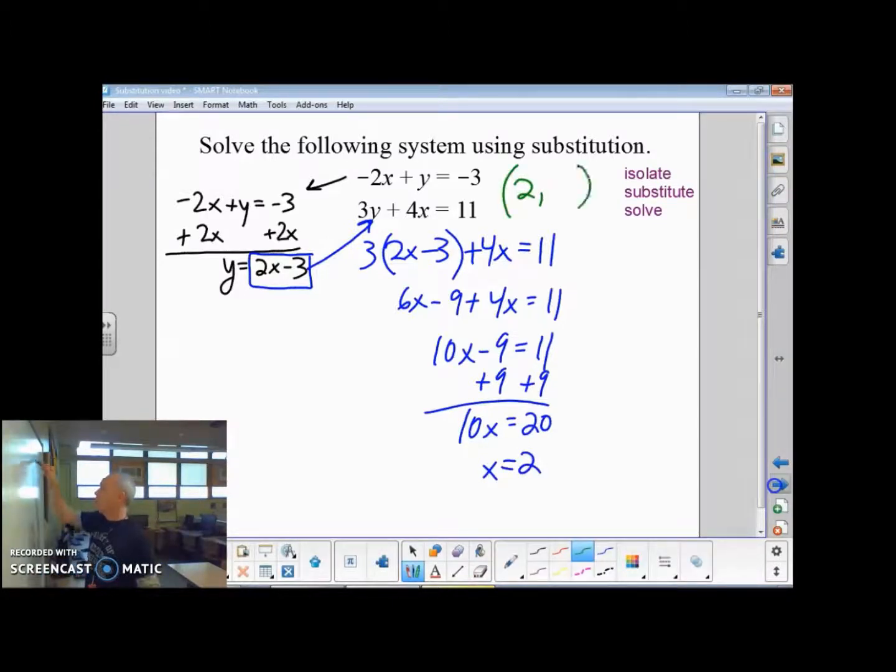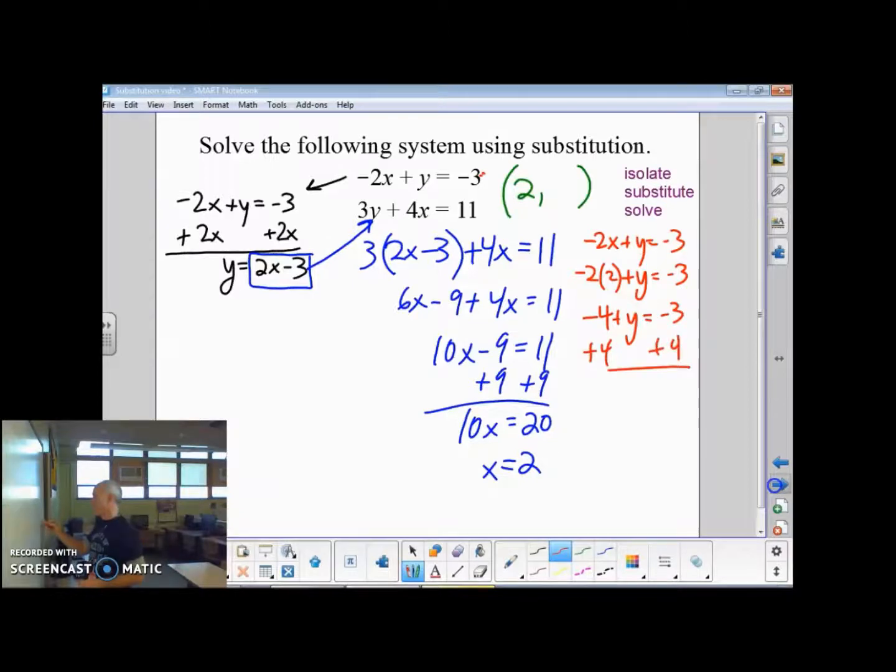So we're suggesting that the solution to the system, the x value, is going to be 2. Let's find out what the y value is going to be. And to do that, we're going to use this first equation. So if x is 2, negative 2x plus y equals negative 3. So we're going to substitute 2 in for x. Solve for y. So the solution to this system of equations is x equals 2, y equals 1.